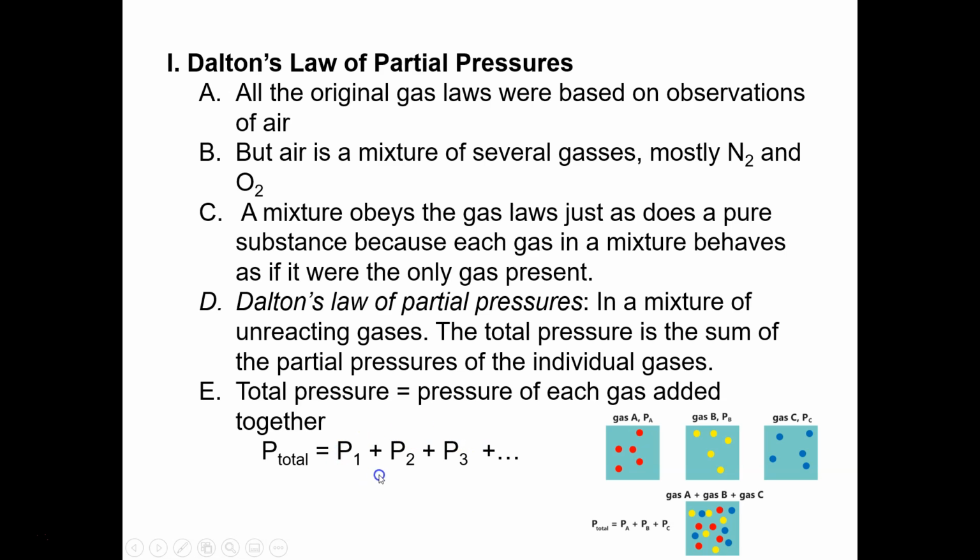Depending on how many gases you have in the container, this can go up to like P100, right? If you have 100 types of gases in there. But for our purposes, we're probably going to have just 1, 2, 3, or 4.